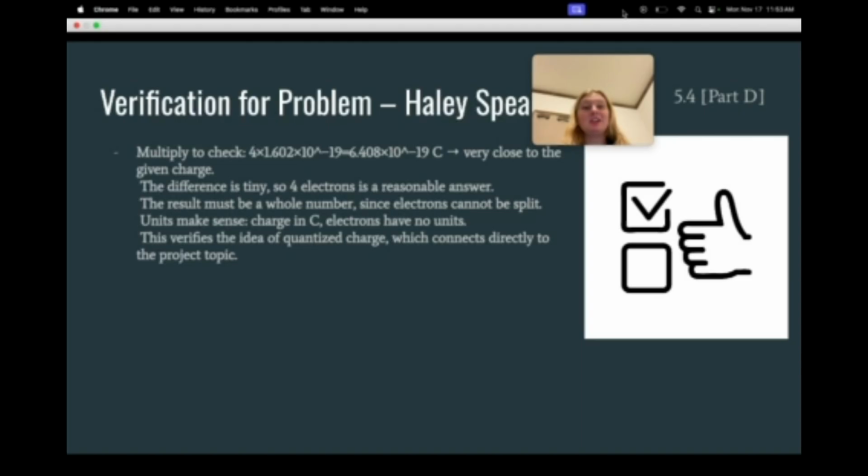And so here's my verification for my problem. Whenever you're verifying your problem, you want to make sure that your units are correct, because that can determine the whole accuracy of the problem itself. And whenever you are getting your answer for electrons, it must be a whole number, because electrons cannot be split. It's either 1 or none.